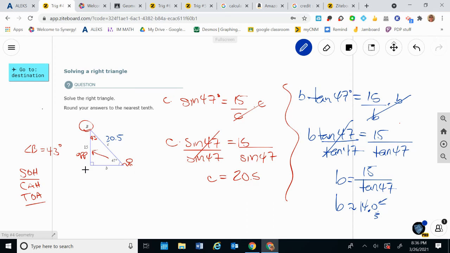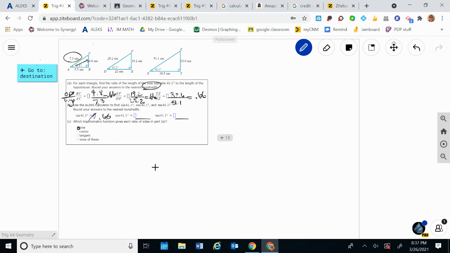All right, and that's how you solve the triangle. We found every angle, we have every angle, and we have every side. And that's it.